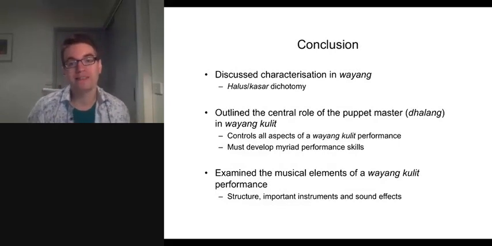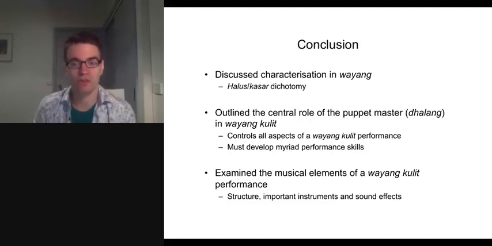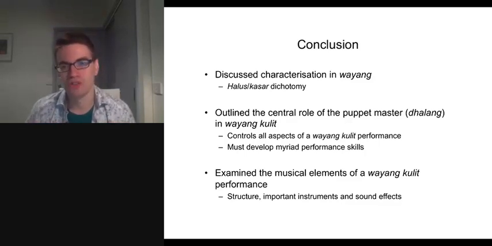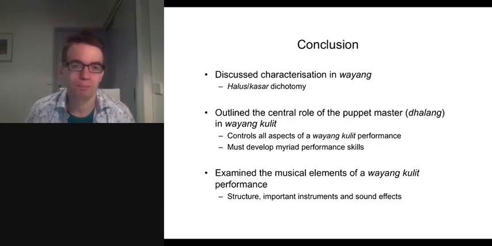So, what have we discussed in this video? We have discussed various forms of characterization in several types of wayang and how they're related to the alus-kasar dichotomy. We've outlined the central role of the dalang and how he controls all aspects of the performance, and he has to develop many, many skills in order to do this, and that reflects his social status or star status now in Java. And we've examined some of the musical elements of a wayang kulit performance, including those to do with structure, as well as important instruments and sound effects made by the dalang in performance.